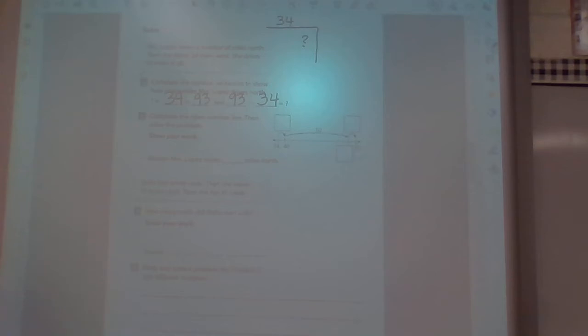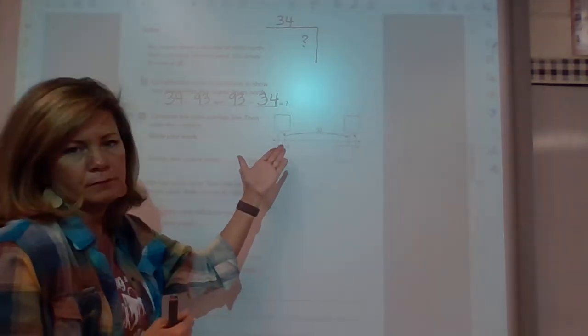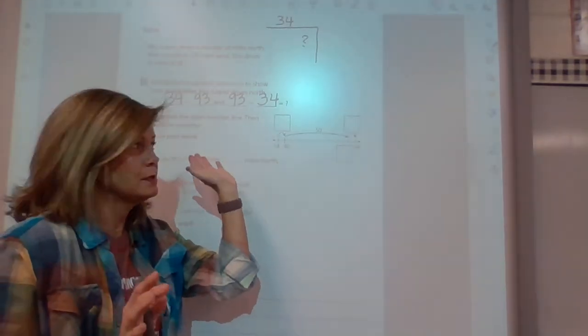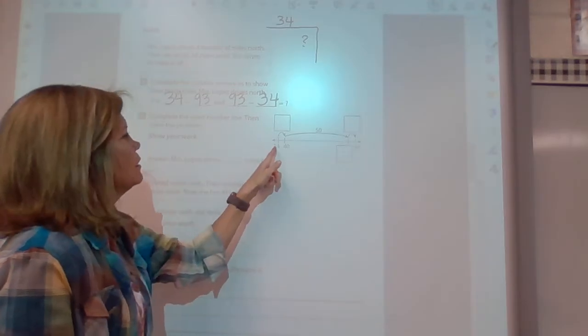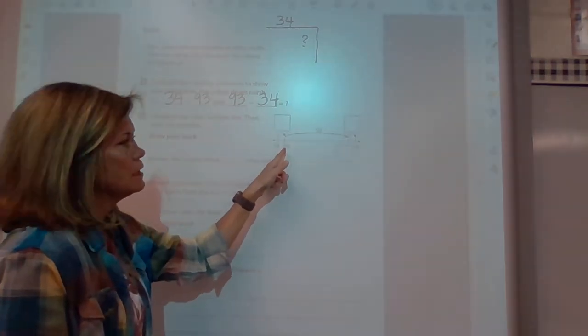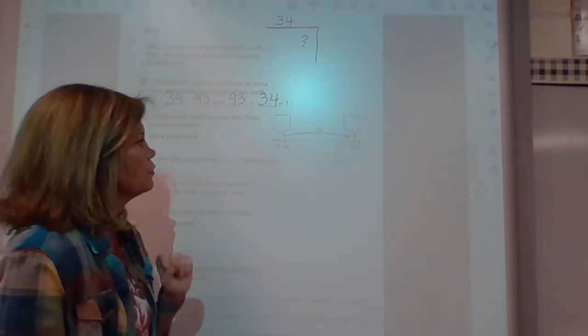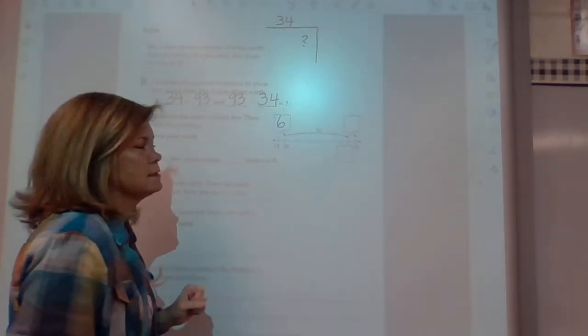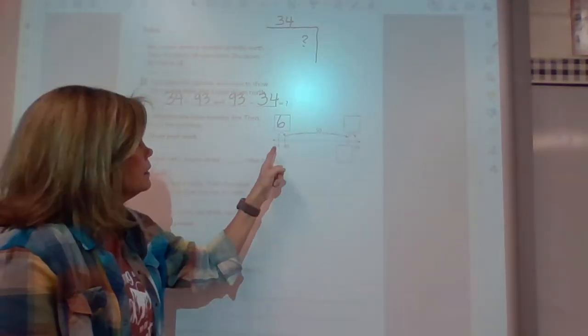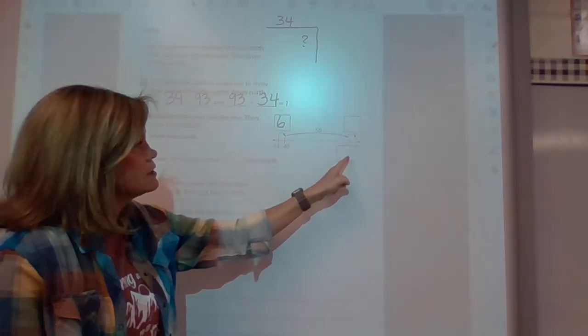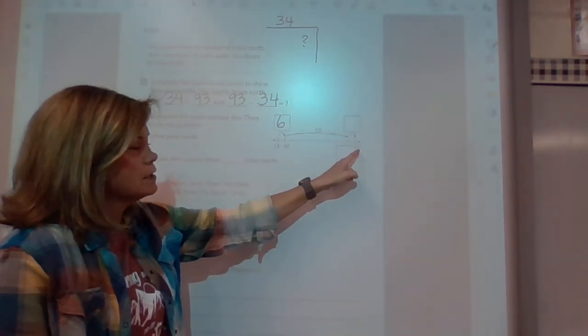So now we're going to fill it in on our number line. You guys are getting really good at these. We do them all the time. So I start with the number I know, which is 34. The next nearest 10 is 40. How many hops from 34 to 40? 6. Okay. Then you go from 40 to the next nearest 10 to 93.